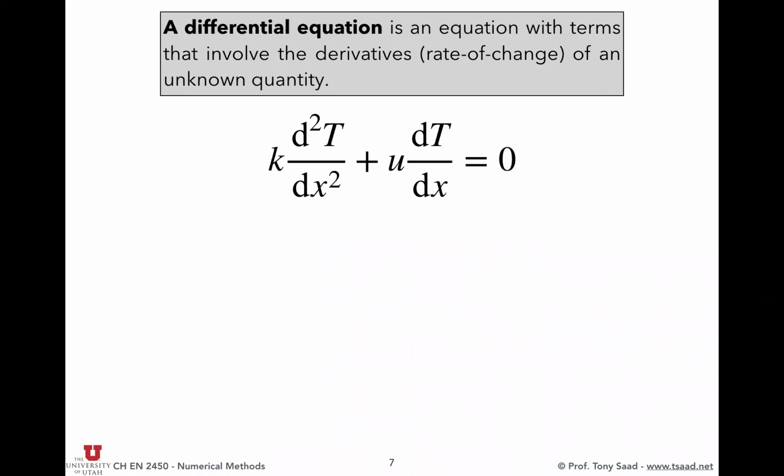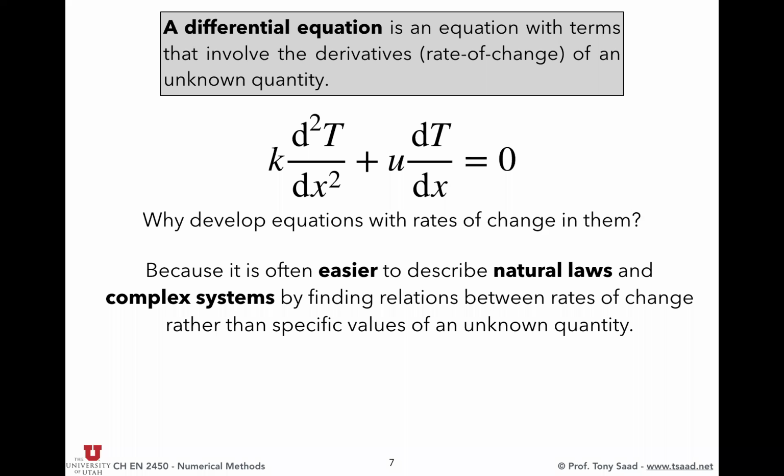Okay, great. So now the main question is, why do we develop equations with rates of change in them? I'm going to give you the answer, but then we're going to dig deeper to actually motivate you for why this answer is valid. The reality is, it is much easier to describe natural laws and complex systems by looking at the rates of change of quantities and relating different rates of changes to each other, rather than looking at a specific value of the quantity itself. Okay, so let's do an example.